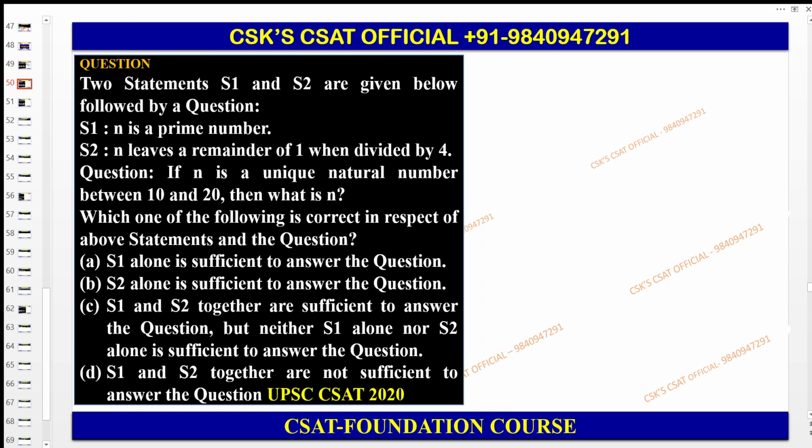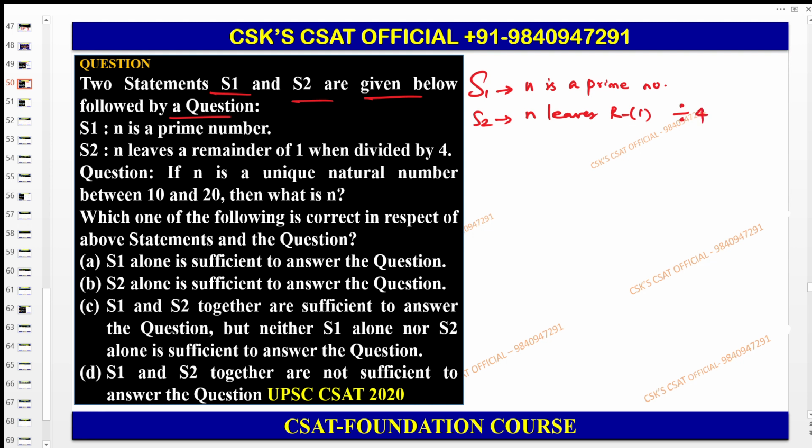So this kind of question is also a very important, very simple question, but by seeing lengthy questions, you should not panic in the examination. Please remember that. Two statements, S1 and S2, are given, followed by a question. S1 says that n is a prime number. S2 says that n leaves remainder 1 when it is divided by 4.